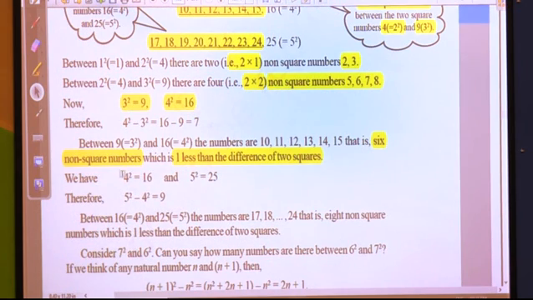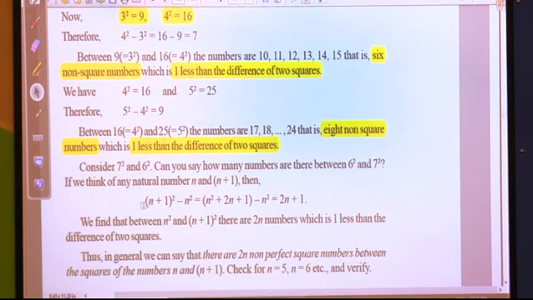We have 4 square equal to 16 and 5 square equal to 25. Therefore, 5 square minus 4 square is equal to 9. Between 16, which is 4 square, and 25, which is 5 square, the numbers are 17, 18 and so on till 24. That is 8 non-square numbers, which is 1 less than the difference of 2 squares. The difference of 2 squares is how much? 9. And how many non-square numbers are present in between them? 8.